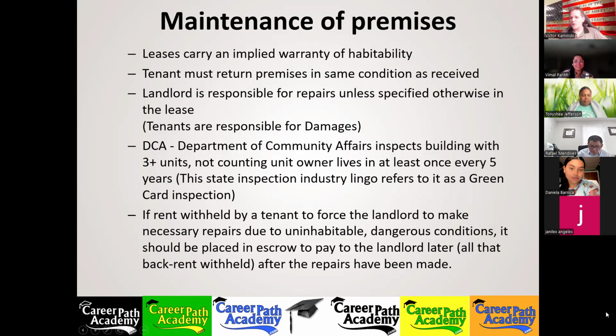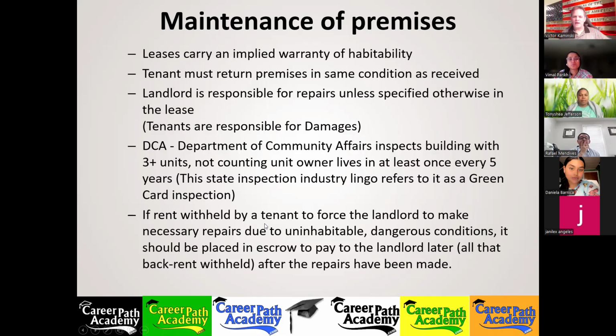Yeah, and it's required for buildings. What kind of buildings? Residential buildings with three or more rental units available, not counting the unit the landlord lives in, which is also the same buildings that we're required to give the truth in renting booklet to.